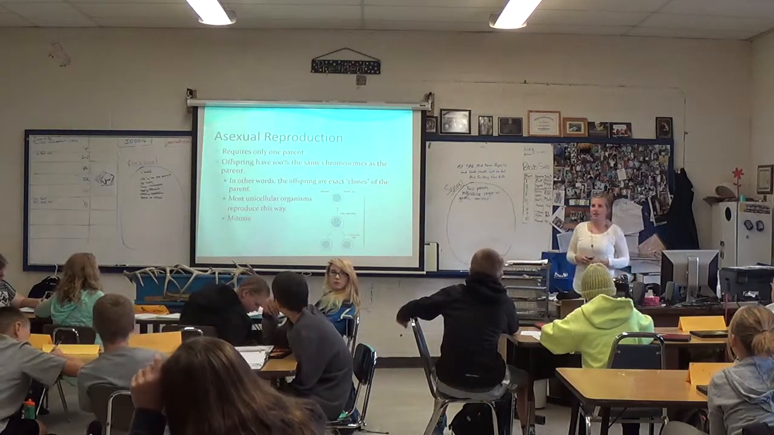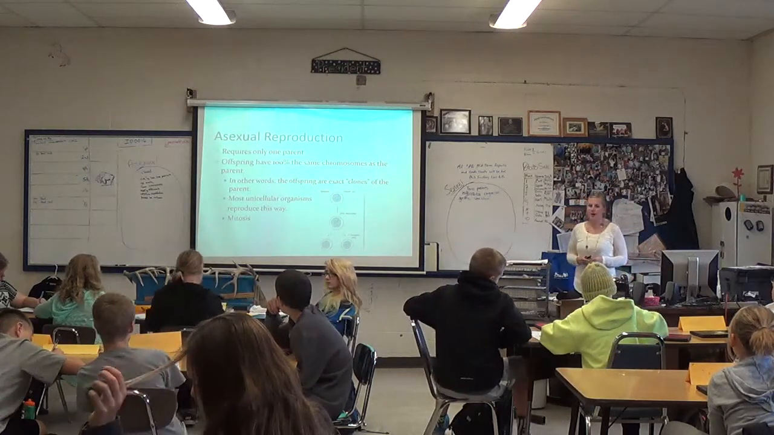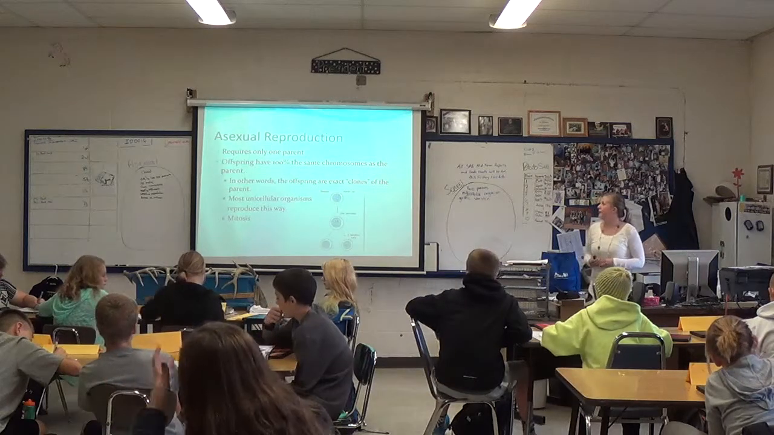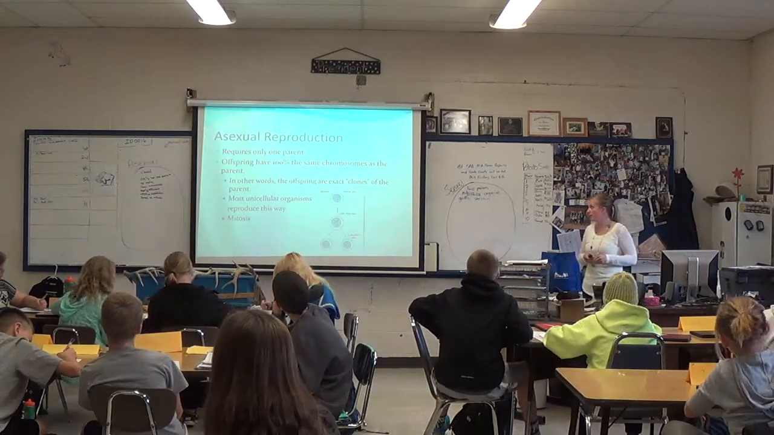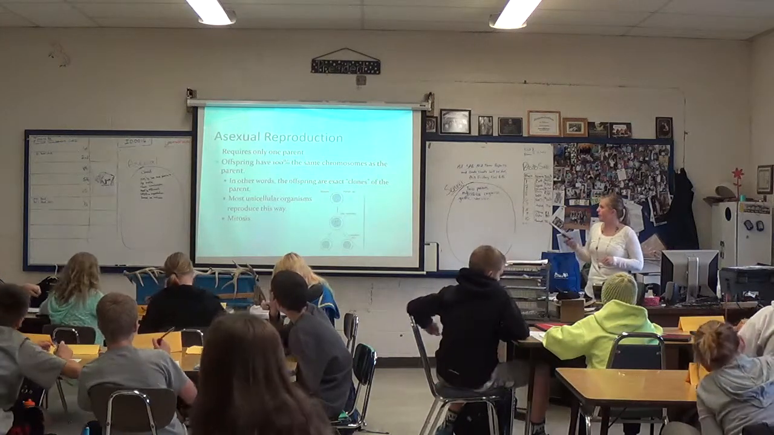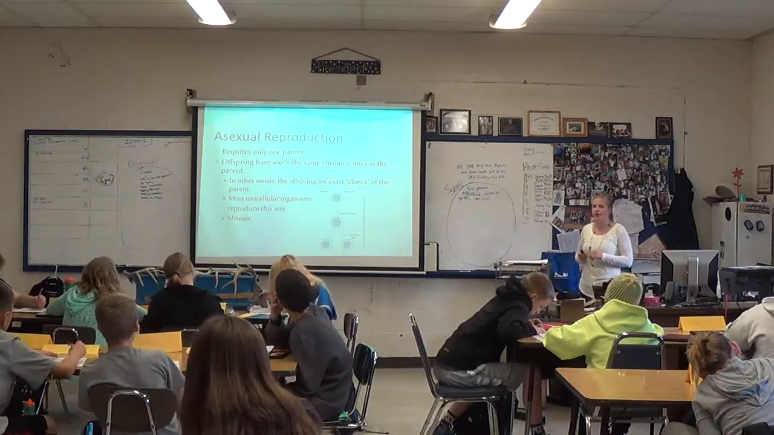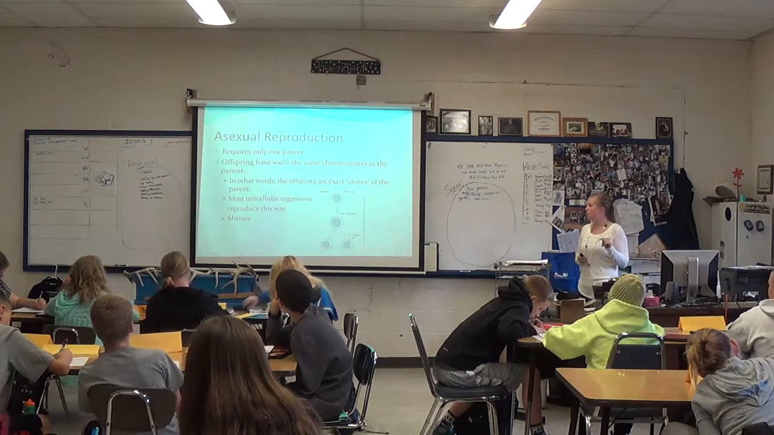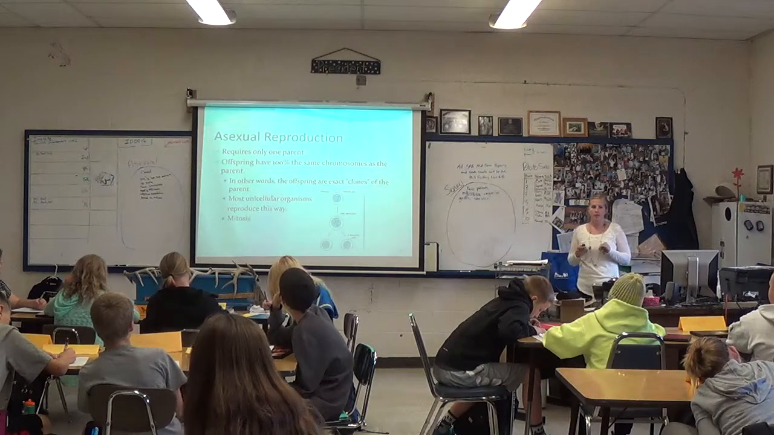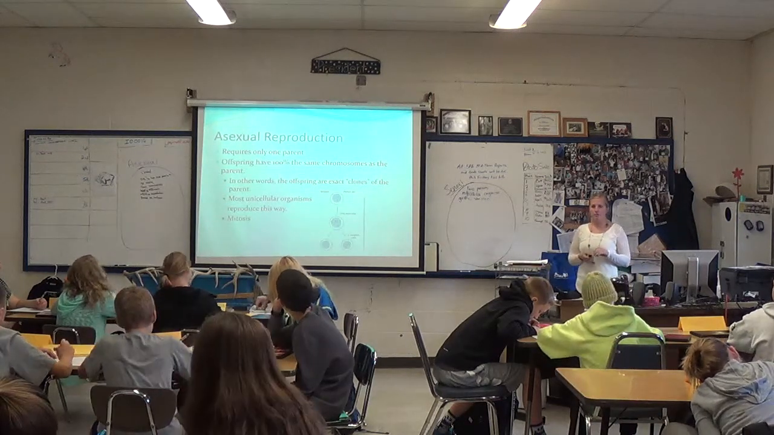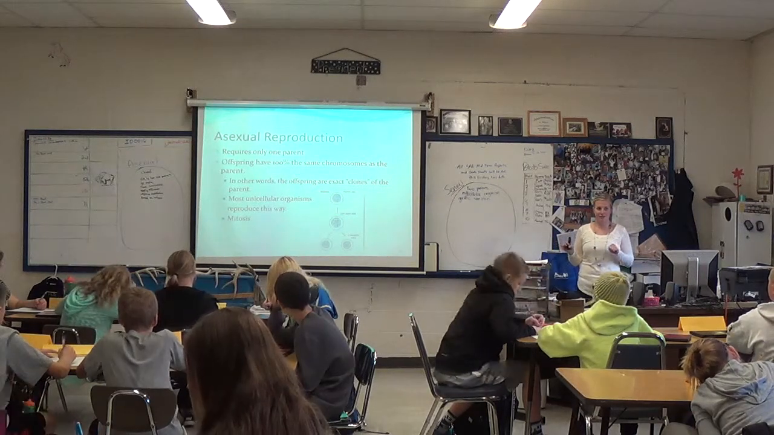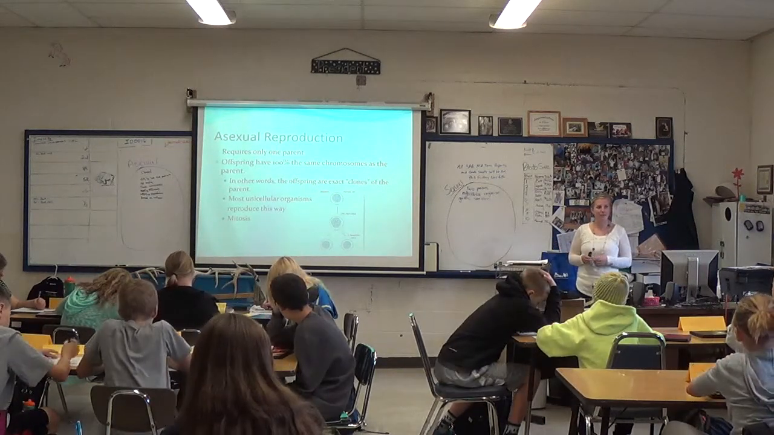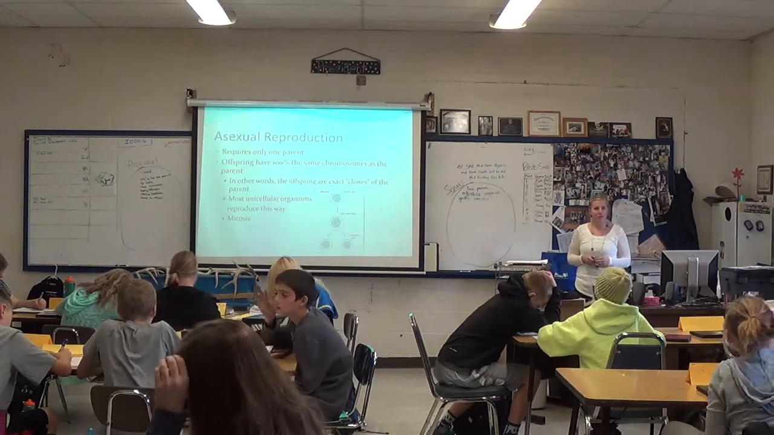Asexual reproduction, like the video said, only requires one parent. Offspring have 100% of the same chromosomes, which is cloning. Most unicellular organisms, which is one cell, reproduce this way. The way they do that a lot of times is through mitosis. You guys have not covered mitosis, correct? Yeah, we have a little bit. You have? Okay, but not that much.